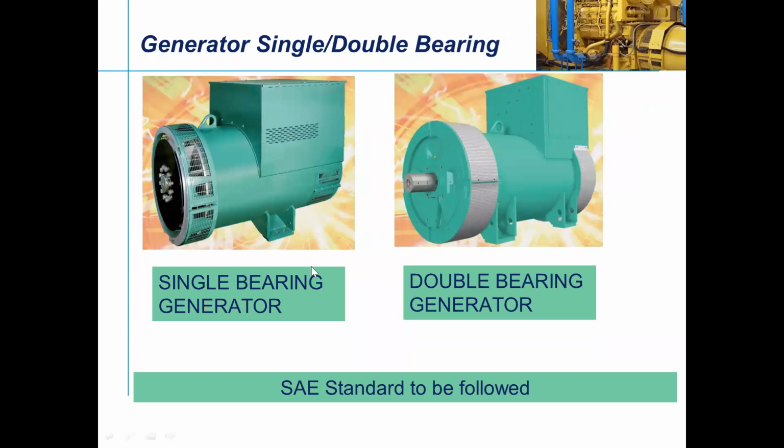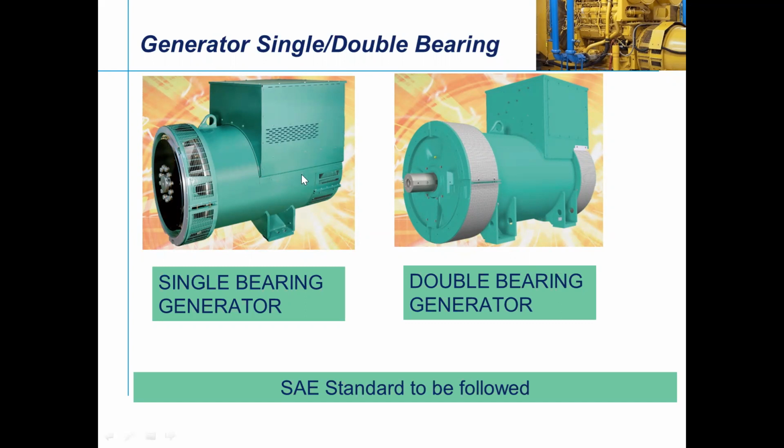On the left hand side of the generator, you can see the single bearing. What we mean by single bearing is that the disc is directly coupled to the engine flywheel, that is, to the prime mover. In case of a double bearing, there are two bearings, one on the DE side and one on the NDE side. Conventionally, for turbine and other applications, for shaft generators and marine, they go for a double bearing, where the torsional load sharing will be better.